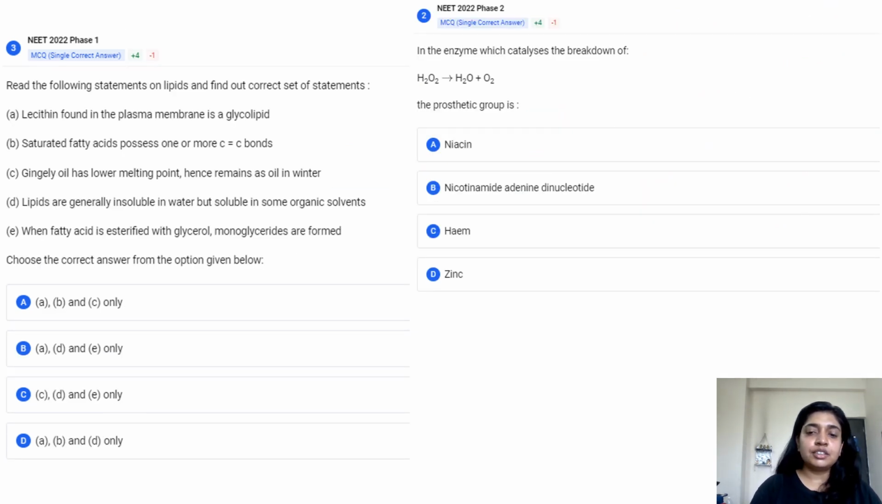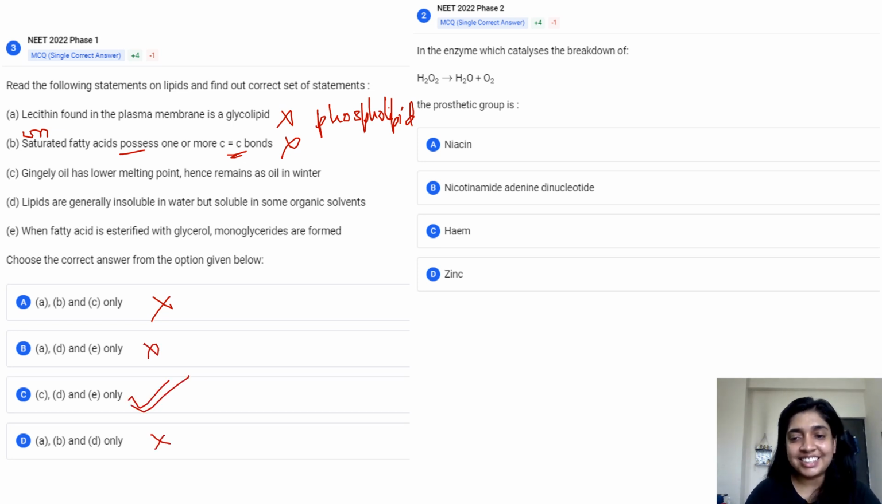Let's move forward. So, lecithin is found in the plasma membrane is a glycolipid. It's wrong because it is a phospholipid. We have just studied so many times. Phospholipid. Then, saturated fatty acids possess one or more carbon double bonds. It's wrong. Not saturated but unsaturated fatty acids possess. So, these two statements are wrong. So, let's just cancel out any options which has A or B. This is not our answer. This is not our answer. This is not our answer. So, our answer is A, C, D, and E.